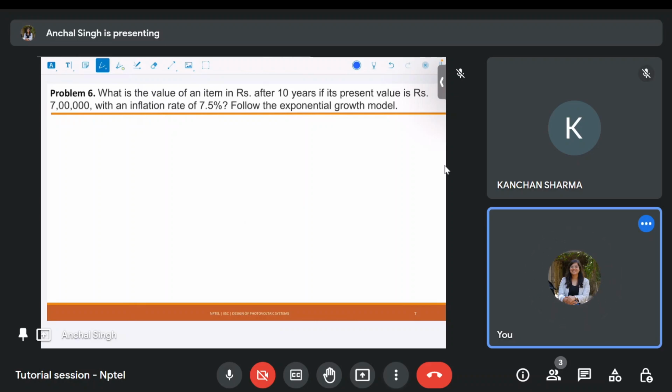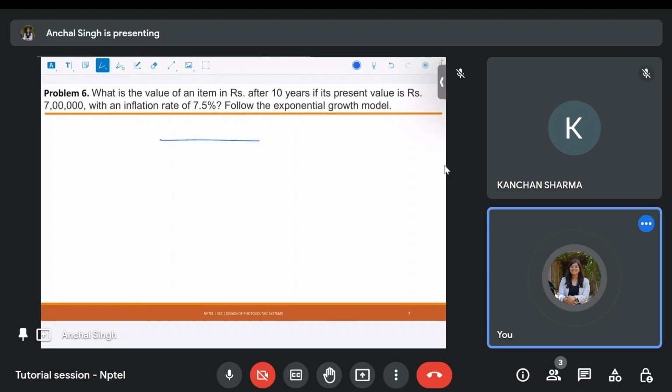Problem number 6. What is the value of an item in rupees after 10 years? There is an item and a timeline again, and this is 10 years. This is 0. What is the value of the item after 10 years? So S10 is being asked, if the present value is rupees 7 lakh at an inflation rate of 7.5%. And we are being asked to use the exponential growth model.